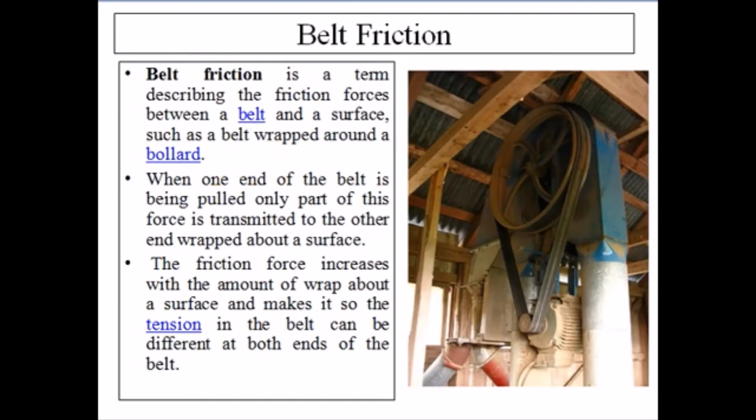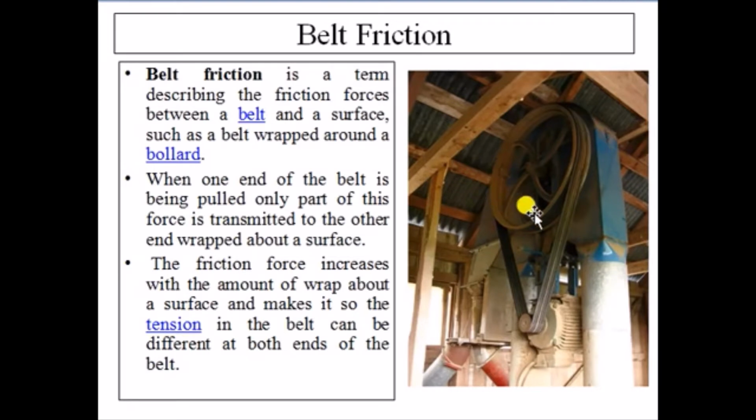When one end of the belt is being pulled, only part of this force is transmitted to the other end wrapped about a surface. The frictional force increases with the amount of wrap about a surface, and the tension in the belt can be different at both the ends of the belt.